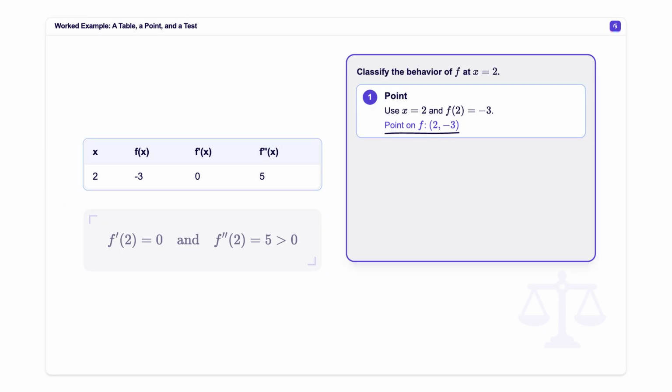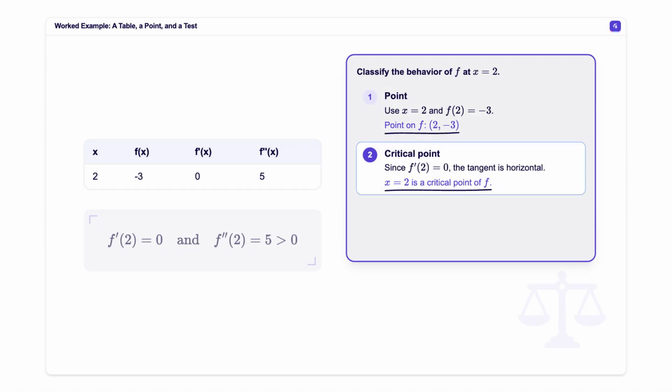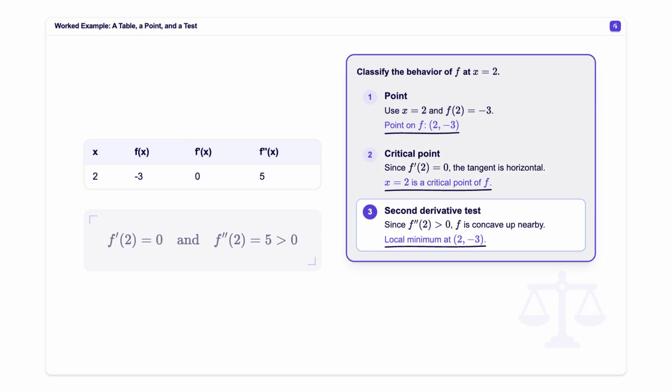First, use x equals 2 and f of 2 equals negative 3. That gives the point on the graph of f, 2, negative 3. Next, f prime of 2 equals 0. Since the first derivative gives slope, this means the tangent line is horizontal, and x equals 2 is a critical point of f. Now look at the second derivative. F double prime of 2 equals 5, which is positive. A positive second derivative means f is concave up nearby, so the second derivative test classifies a local minimum at 2, negative 3.